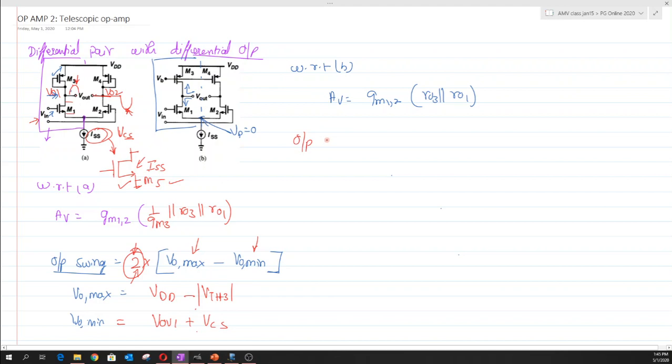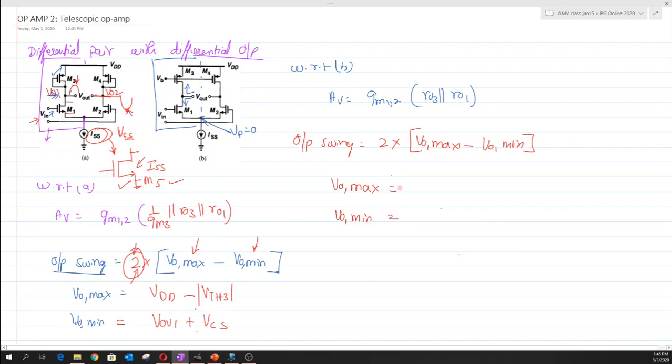So this output swing can again be expressed by VO max minus VO minimum, and since this structure is a differential output, we can directly multiply by this factor of 2 when we have these differential output swings at the differential pair. Okay, so now the only thing yet to be done is to find the expression of VO max and the expression of VO minimum, right?